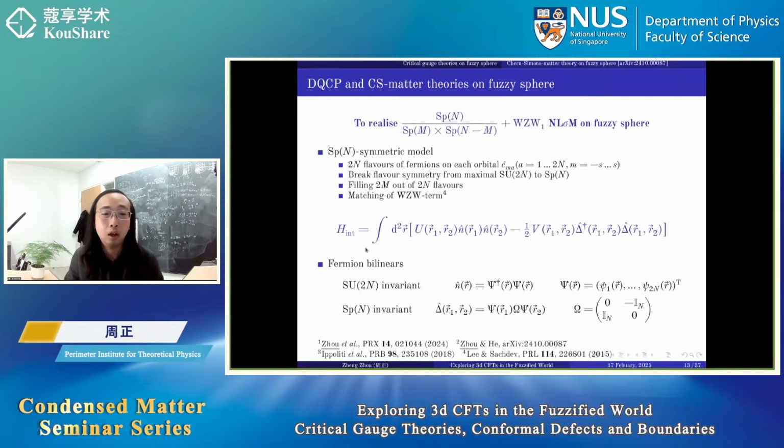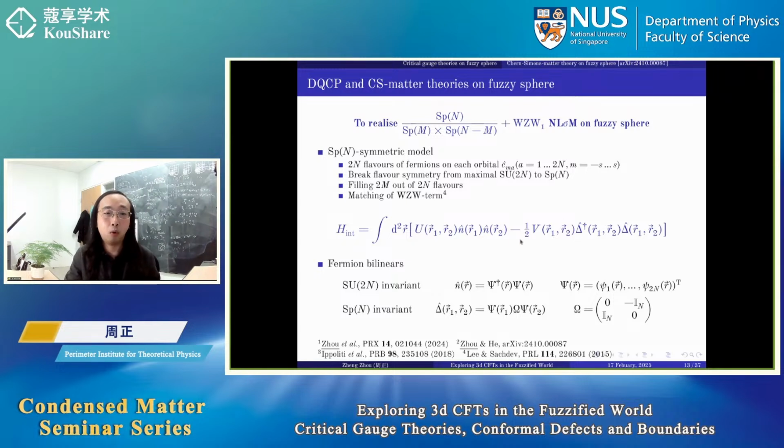More concretely, we construct the interacting Hamiltonian through fermion bilinears. For example, there is an SU(2n) invariant bilinear, psi dagger psi. We add a density-density interaction, which preserves the SU(2n) symmetry. And there can be a pairing operator, psi omega psi, where omega is the symplectic matrix. This term breaks the SU(2n) symmetry but preserves the Spn symmetry. So we add a pairing interaction term.